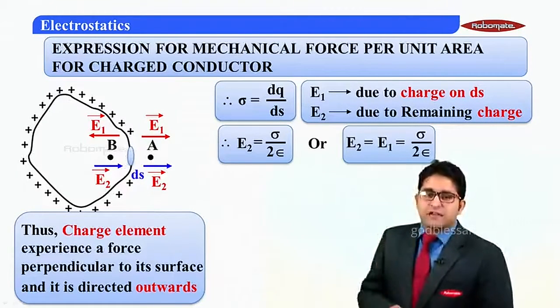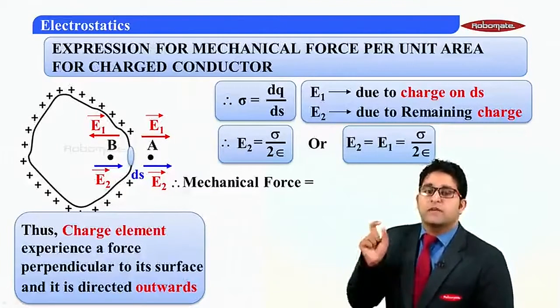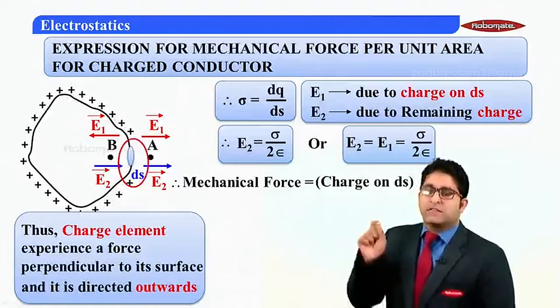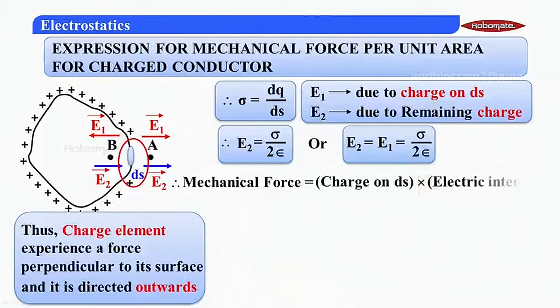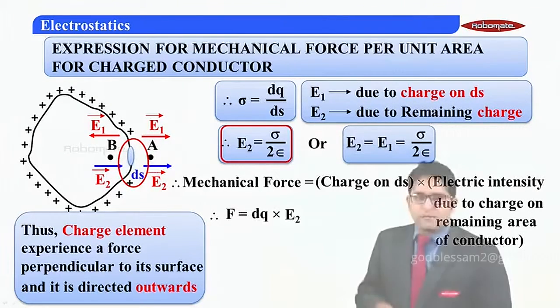So I can say mechanical force which is acting on elemental charge is nothing but equal to elemental charge dq multiplied by electric field intensity due to the charge on the remaining area of the conductor. Why? Because it is placed in the intensity of remaining charge, right? Now let us move further. So therefore I can write mechanical force F is equal to dq multiplied by E2.